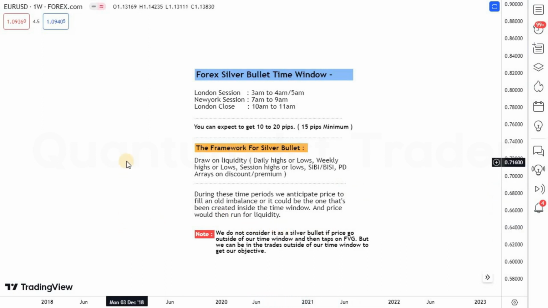And the most important thing I remind all of you is that we do not consider it a Silver Bullet if price goes outside of our time window and then taps on a fair value gap. We don't take the trade, but we can be in the trade outside of our time window to get our objective. You must enter the trade within your time window, and you don't enter the trade outside of your time window. You must keep this in mind. So let's not waste more time and get into the charts.